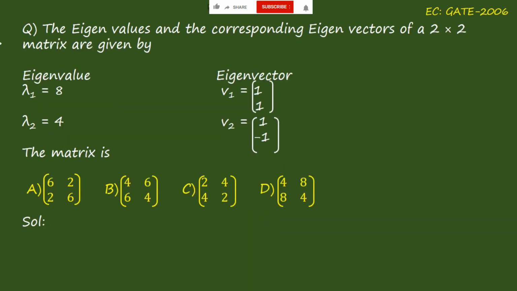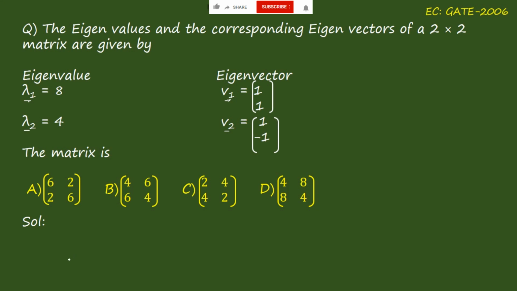The question is: the eigenvalues and corresponding eigenvectors of a 2 cross 2 matrix are given, with eigenvalues lambda 1 and lambda 2 as 8 and 4, and eigenvectors v1 and v2 given as (1, 1) and (1, minus 1). You have to find out which of the matrices would satisfy these eigenvalues and eigenvectors.